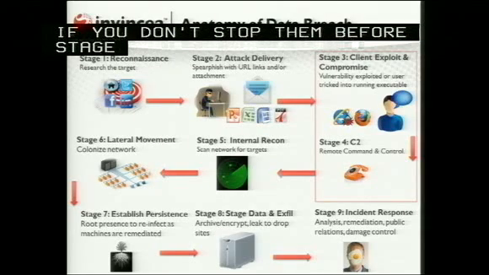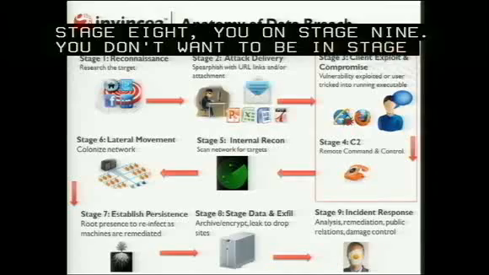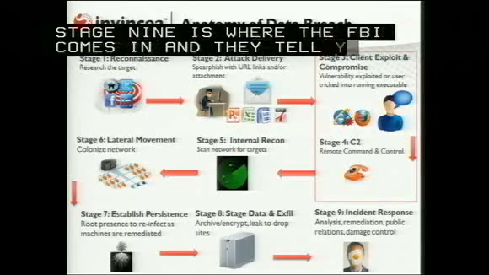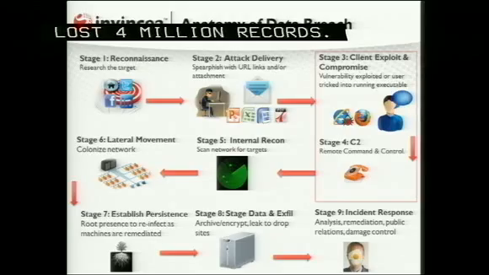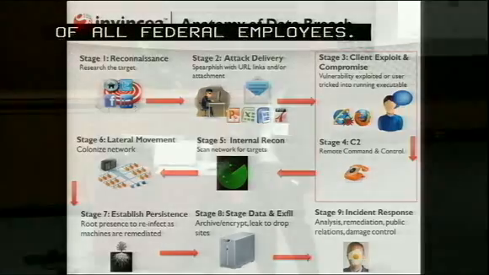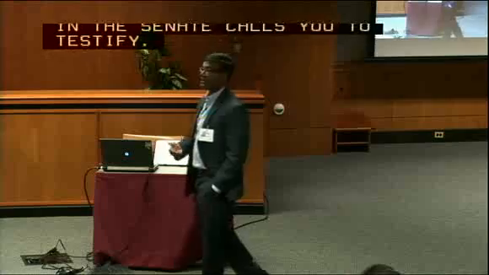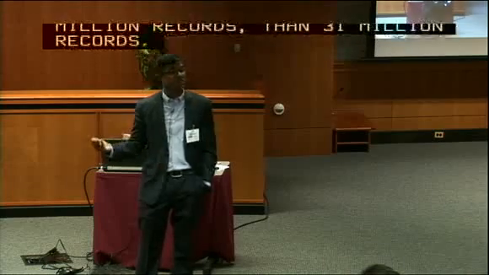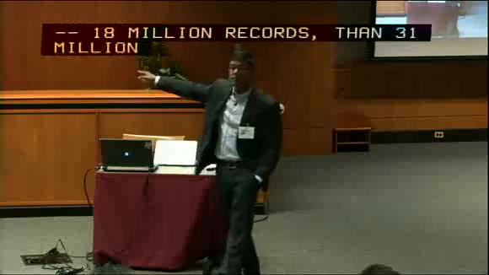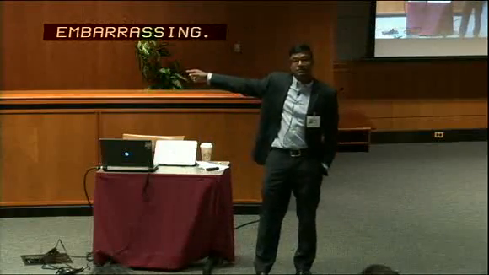Stage 9 is where the FBI comes in and tells you you lost 4 million records of all federal employees, and the Senate calls you to testify. Then it comes out that it was actually 18 million records. And then it's 31 million records. It's embarrassing, and you're the head of an agency, you don't know anything about this stuff. That's really bad. You don't want to get to stage 9. So you want to stop them before stage 8, right?